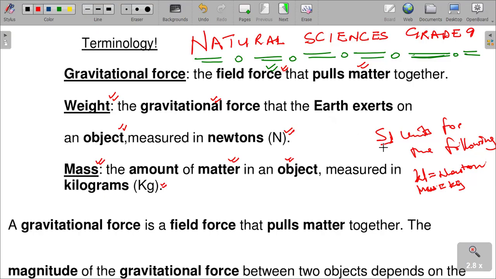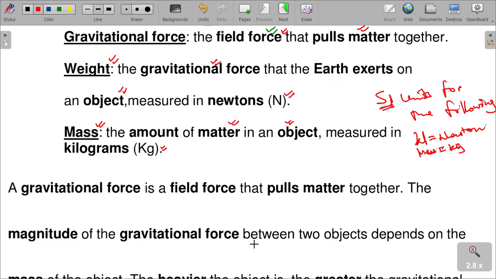So please take note that when we are looking into this, you must be able to understand the meaning or the definitions of each of these terminologies. These are the units of specific masses or specific weights that we need to understand. And gravitational force is a field force that pulls matter together.